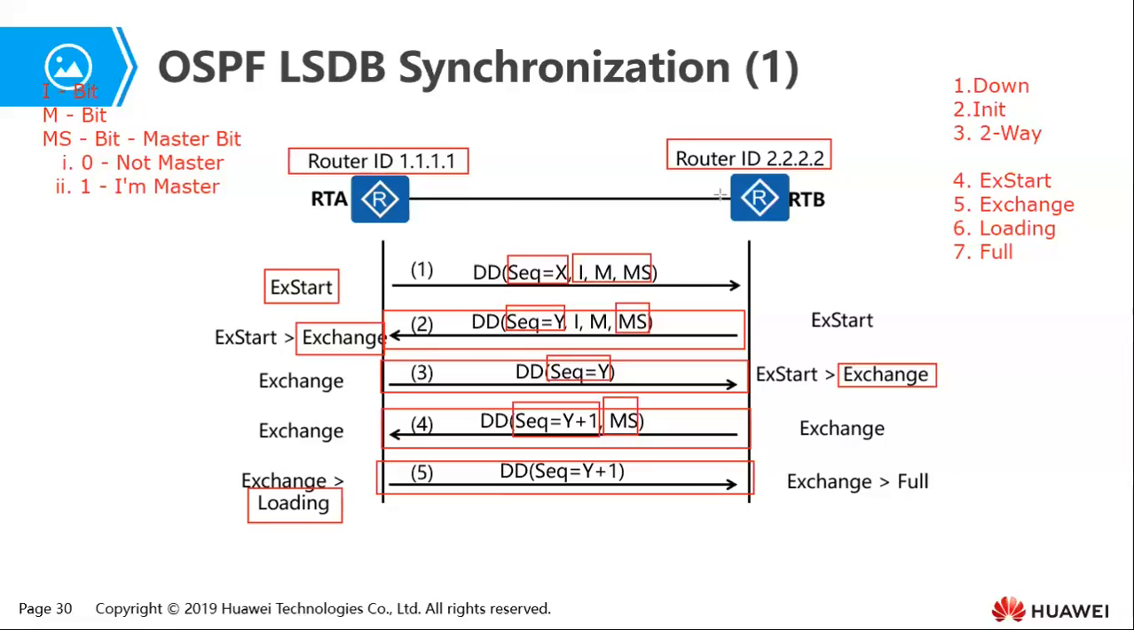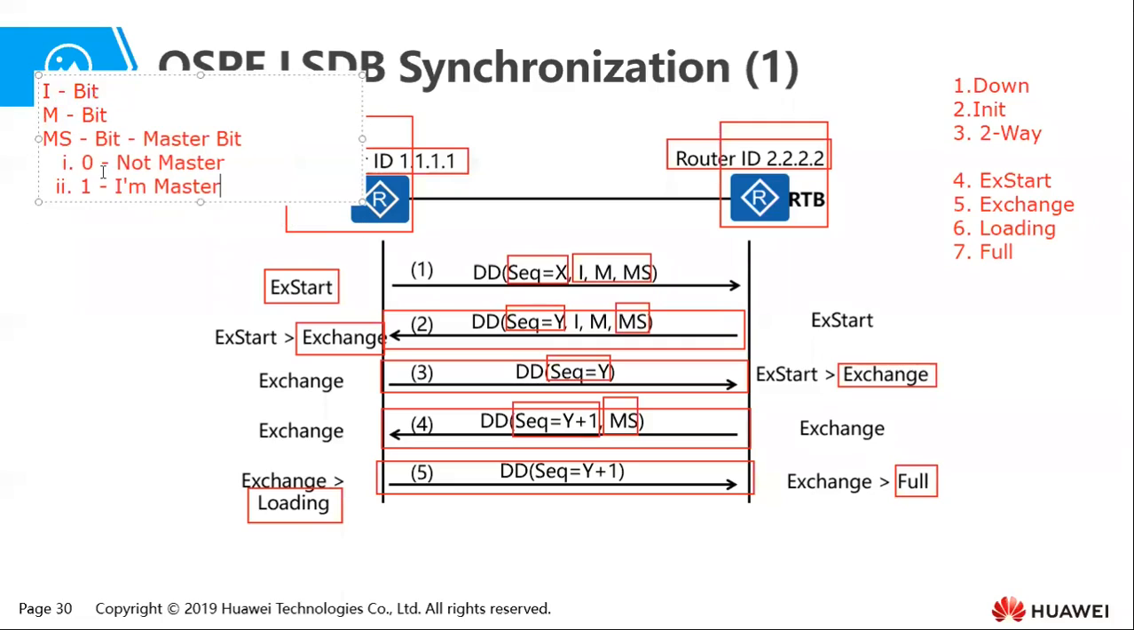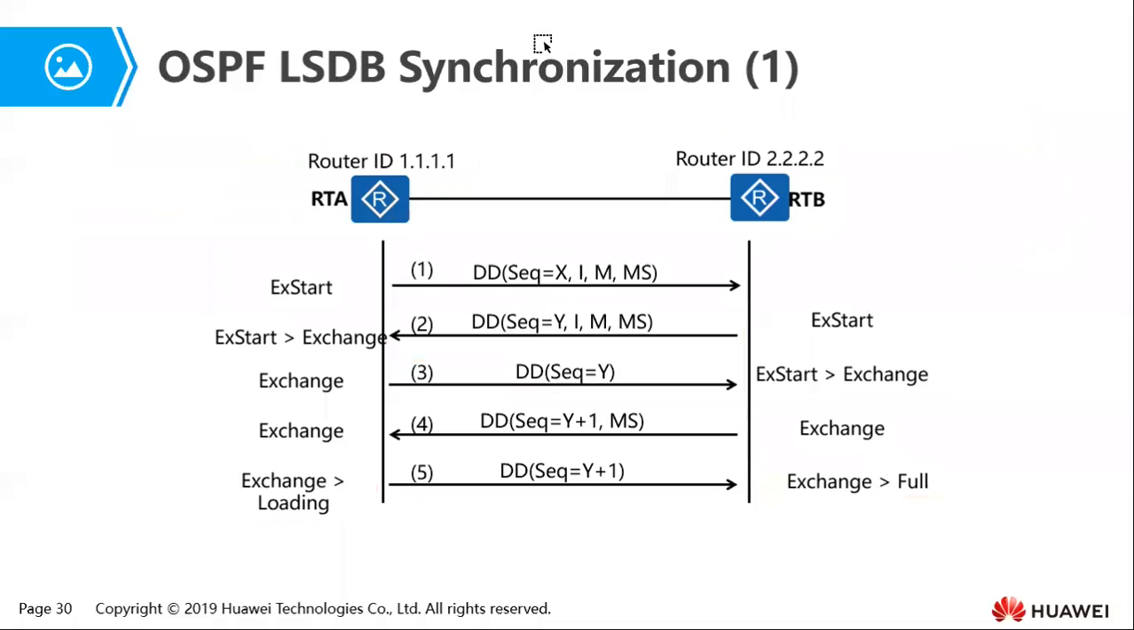After they've exchanged all their routes, they transit from the loading state to the full state, meaning that every route that RTB knows, RTA also knows. So that is what we call the full state. Okay, any questions here before I talk about the M-bit and the I-bit?